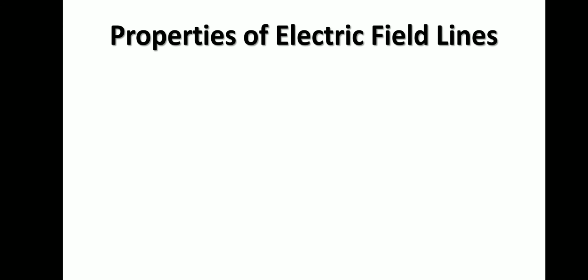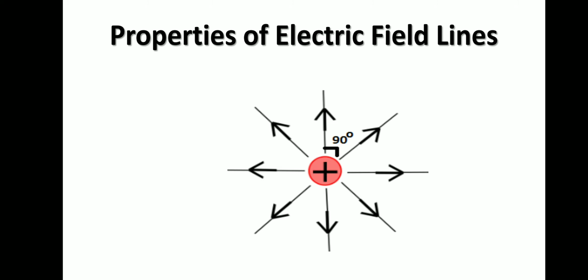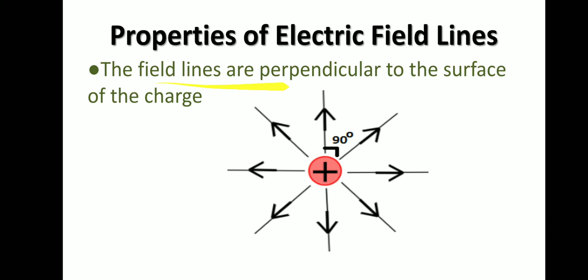Moving ahead, the next property. Watch here. The electric field line is always perpendicular to the surface of the charge. Here we can watch and say that the electric field line is always perpendicular to the surface of the charge. That is, the field lines are perpendicular to the surface of the charge.